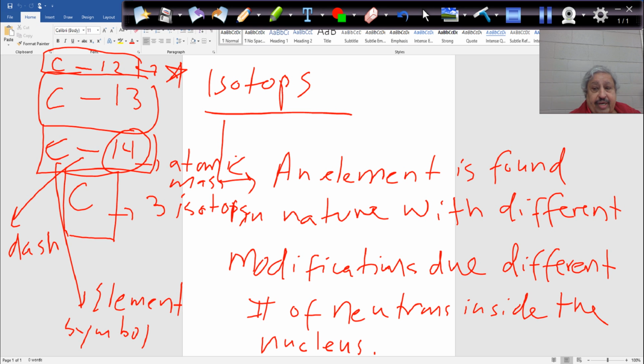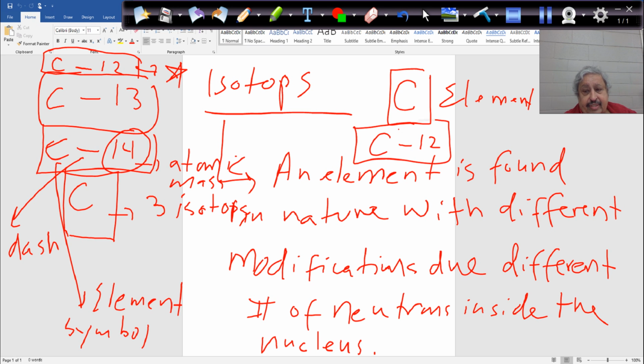So when I write this one here, this is an element, correct? But when I write this one here, this is no longer an element, this is an isotope.